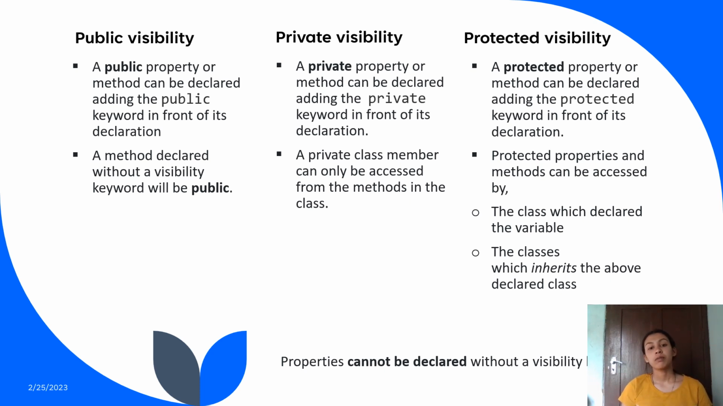Private visibility means the private class member can only be accessed from the methods in the class which belongs to that class. Protected visibility: who can access protected properties or methods? The class which declares the variables and the class which inherits the above declared class.